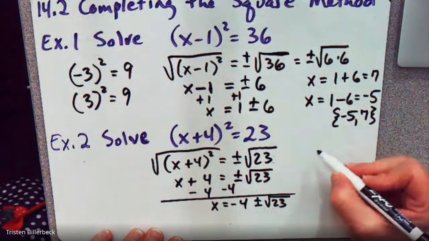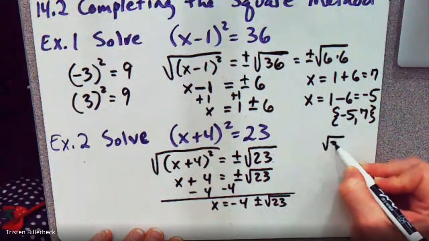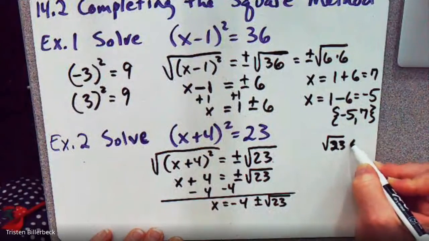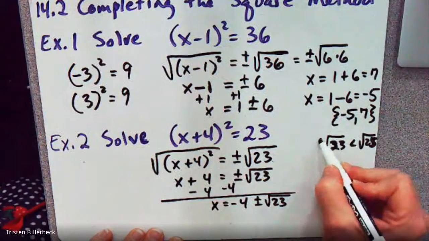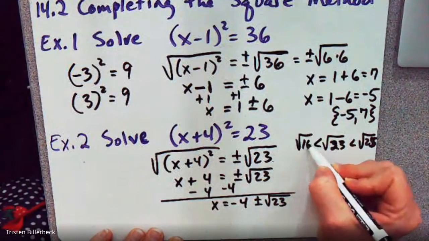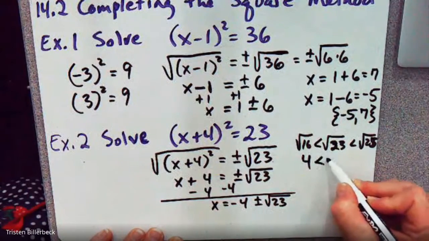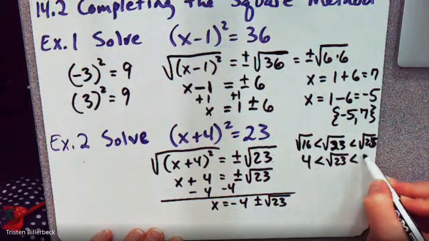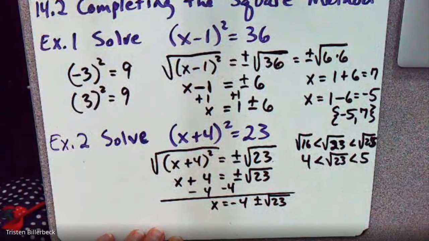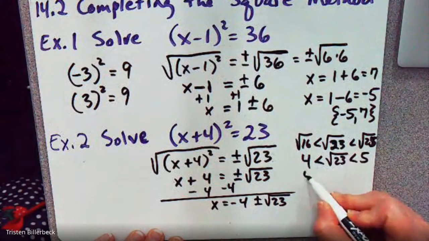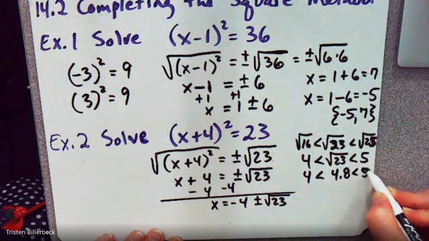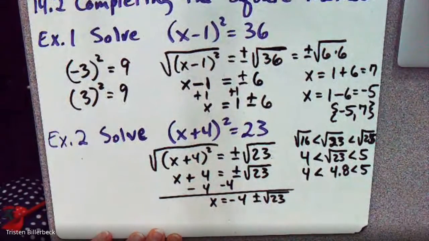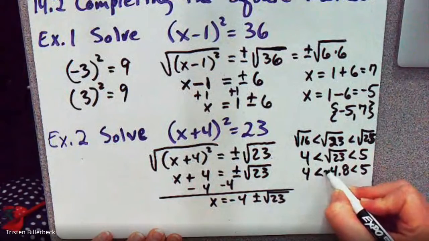Now, if we look at the square roots, the square root of 23 is between the square root of 16 and the square root of 25. So it's between 4 and 5. But it's much closer to the square root of 25, so I'm going to make a quick estimate that this is about 4.8. That will help me when I'm trying to find this. So it approximates to 4.8.